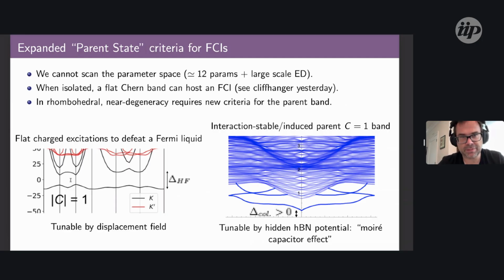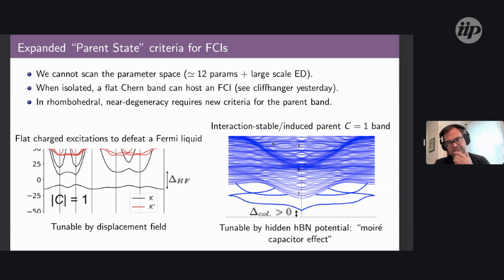When you're dealing with an isolated band, basically what you will try to do with the parameters is to optimize the flatness of the band while keeping the Chern number equal to 1. But it's not the case for rhombohedral. It's not a single isolated band, because here the bands are almost degenerate. So the idea that we had is the following: if you look at the Hartree-Fock results and the Hartree-Fock spectrum, you try to look at the charge excitation, and you want to have something which is different from a Fermi liquid. So basically to have flat charge excitations. And that's something that, for example, you can tune the displacement field to improve.